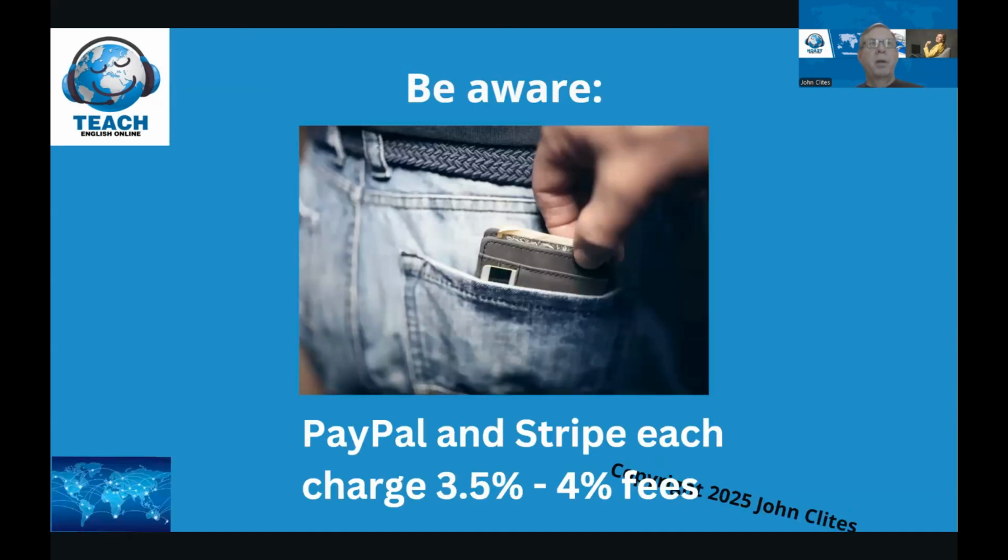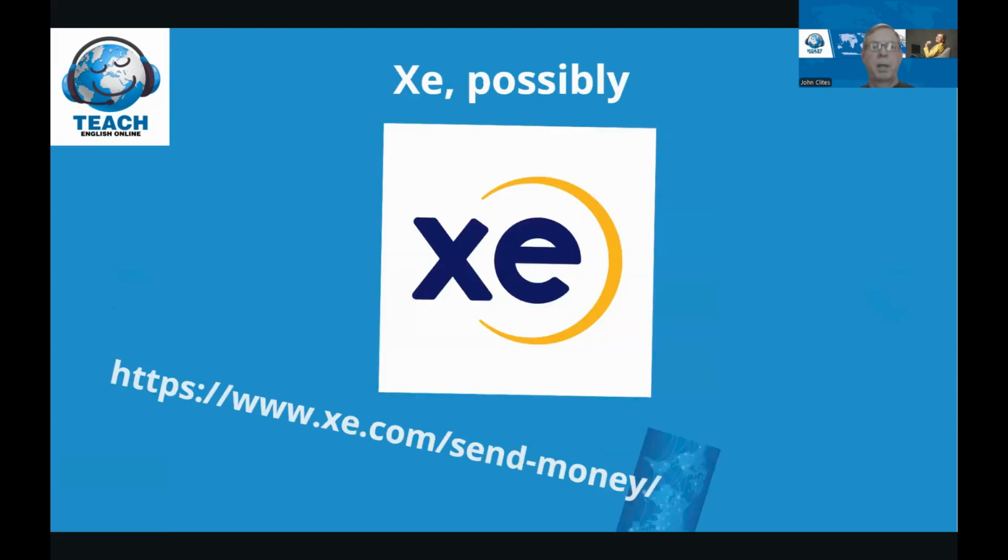Now, again, be aware, I talked about fees earlier, and that 3.5% to 4%, that's what applies with PayPal and Stripe. So in this case, you as the recipient of the money pay that fee. For some of the other apps we're going to look at here in a moment, the sender pays the fee. But for PayPal and Stripe, you will have to pay a fee of between 3.5% and 4%. It's not a huge amount, but why would you pay it if you don't have to?